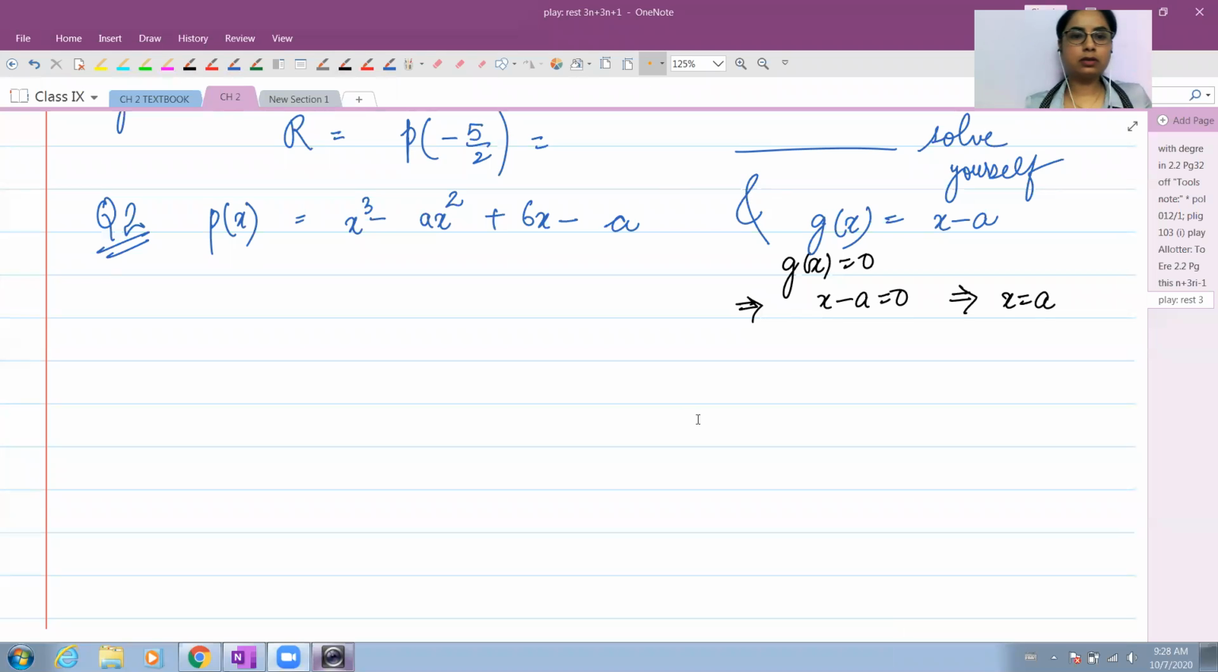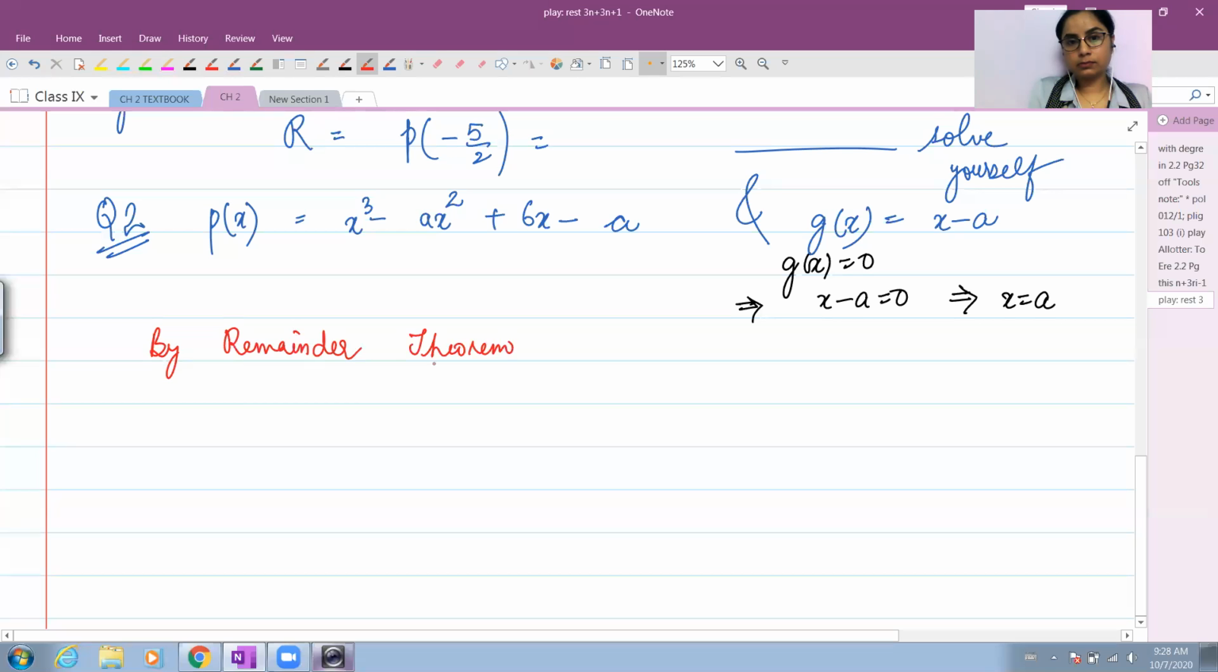Okay. So the dividend has been represented by px, the divisor by gx. The rule says take your divisor equal to 0, obtain value of x, and in order to find out the remainder, use this value in your dividend. So by remainder theorem, the remainder will be given by putting x equals to a in px.